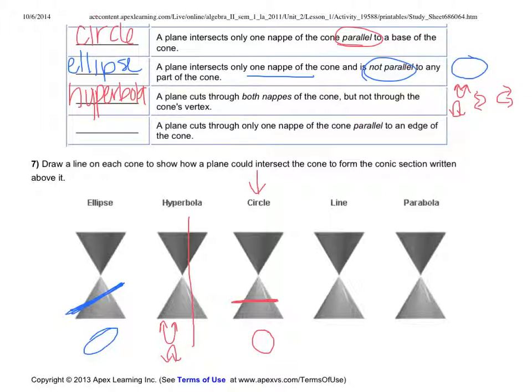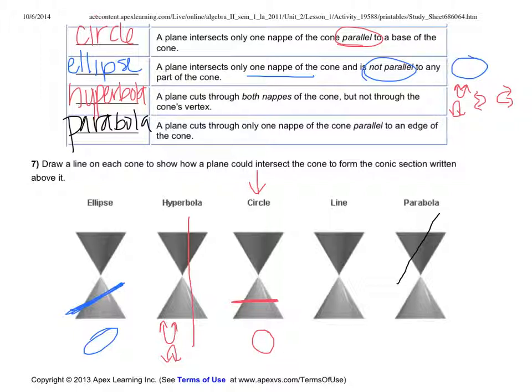And if a plane cuts through only one nappe of the cone parallel to an edge of the cone, you're going to get a parabola. That would be if I cut it like this. So notice that this line, the plane that I've drawn in, is parallel to the nappe.